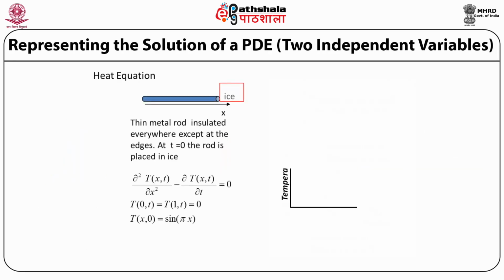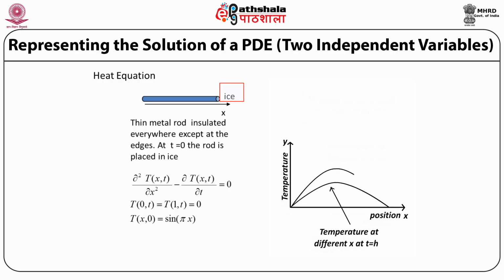We are going to see how for a small rod the temperature can be represented when it is getting cold. We have put a rod in ice, and we are going to see how the temperature is going to vary.